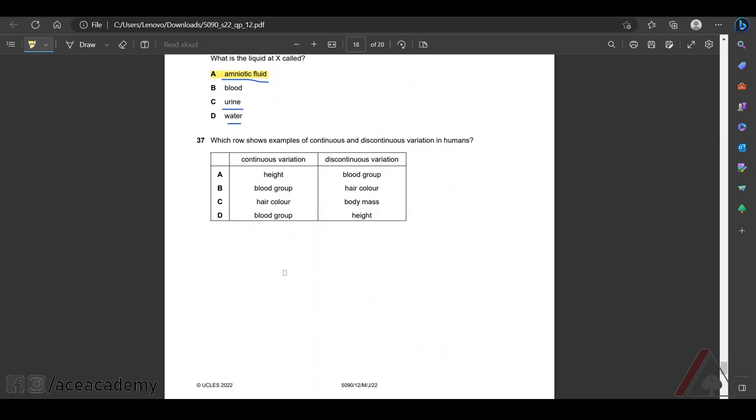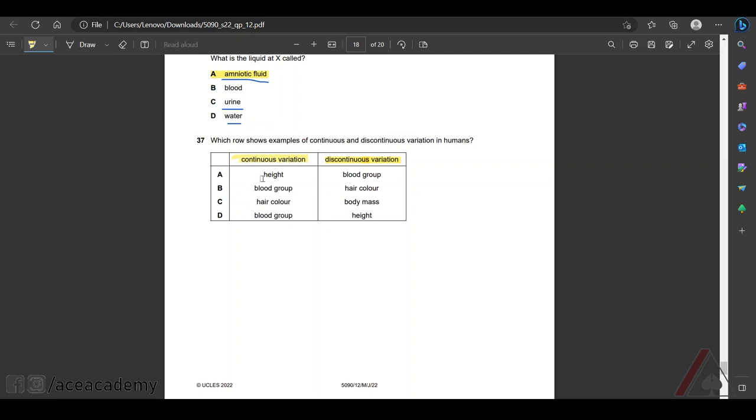Now to number 37. Which row shows examples of continuous and discontinuous variation in humans? Now, a continuous variation occurs when we're talking about a characteristic where there is a range and the characteristic can be affected by environmental factors. A discontinuous variation occurs when the characteristic in question is divided into distinct groups with nothing in between. Let me show you how that works.